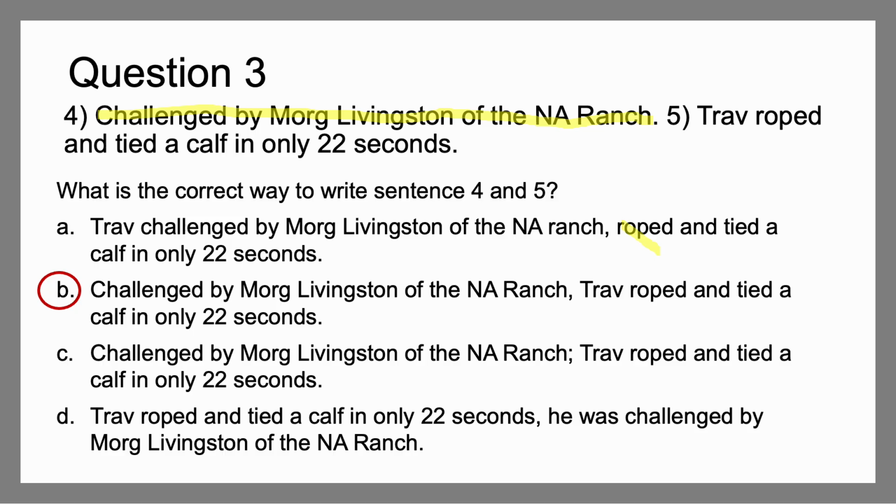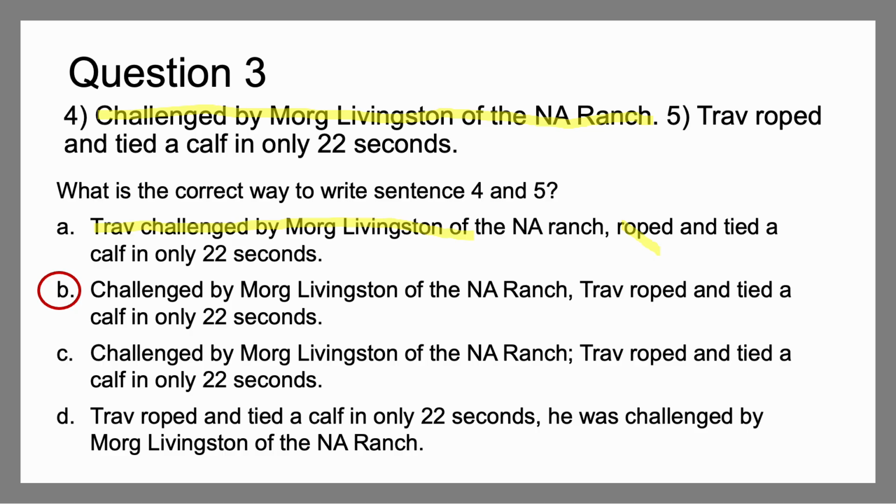And this is deceiving. It looks like a subject and a verb. So Trav challenged by Morg Livingston of the NA Ranch, but Trav hasn't done anything. Morg Livingston is the one that challenged him, right? So just keep that in mind. So those are two incomplete sentences on either side of that comma. The comma is not strong enough to hold those two together. It's just incomplete altogether. We have sentence fragments.